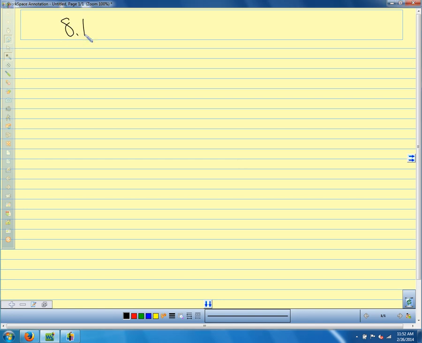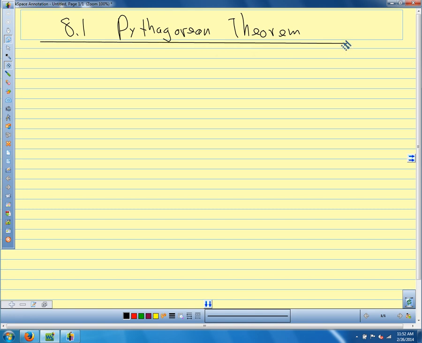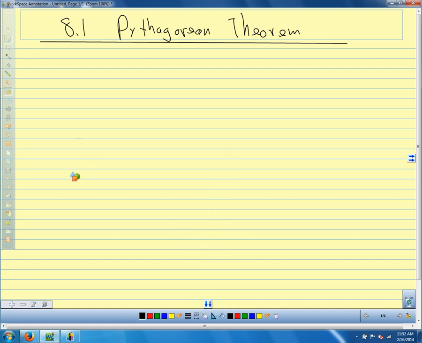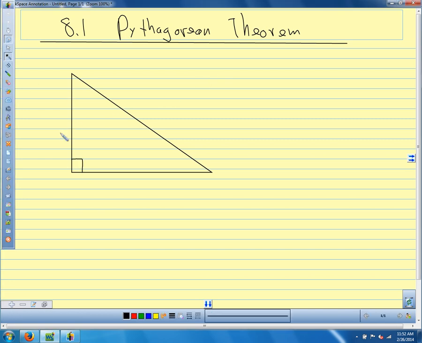We're in chapter 8, section 8.1, the Pythagorean theorem. So let's draw a triangle. Basically, we'll draw the picture we had for our opener. So here's my triangle, and there's my 90-degree angle. And we're going to say for any right triangle.